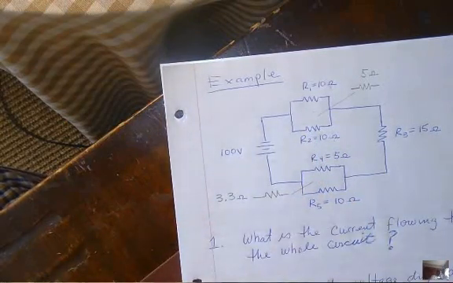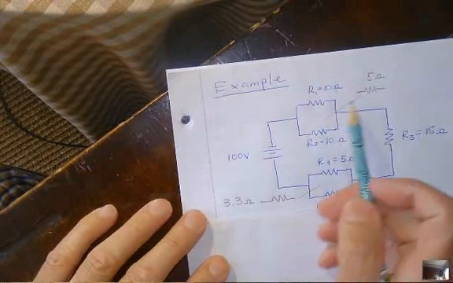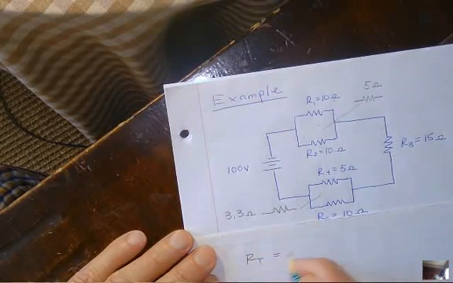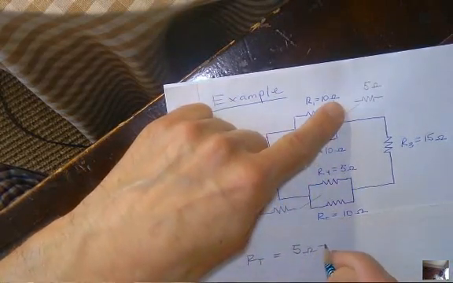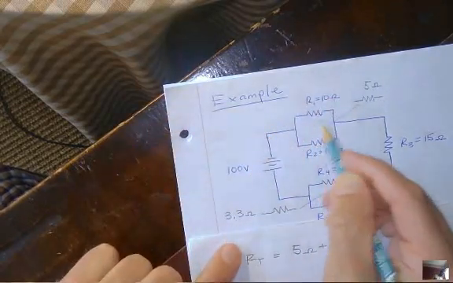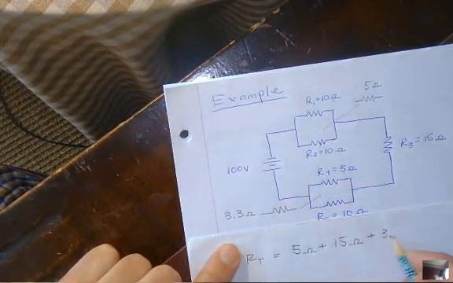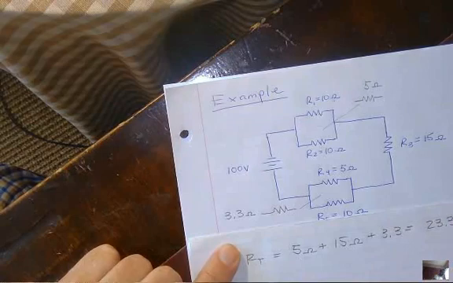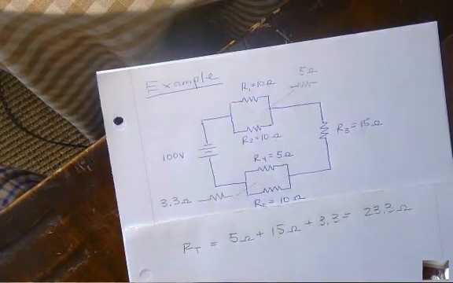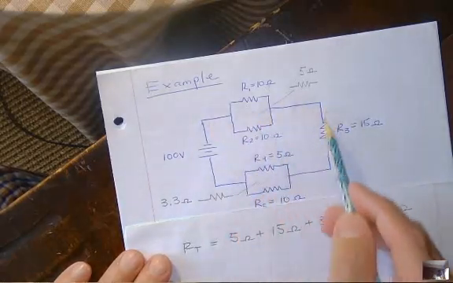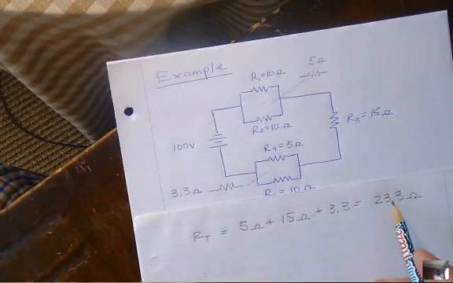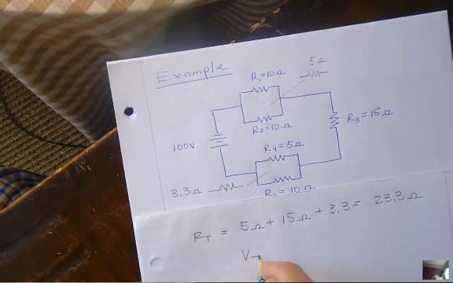So what will I have to do? Add them up. RT for the 3 that are in series are 5 plus 15. Just go around in a circle, get all of the resistances, plus 3.3. So this is 23.3. The total resistance all the way around now, I could take all of that stuff and replace it by one resistor. That's 23.3.